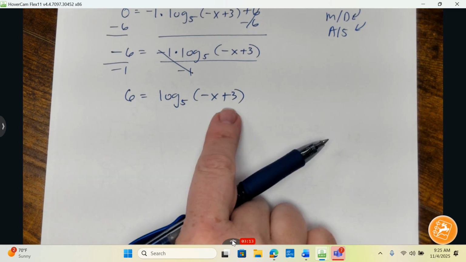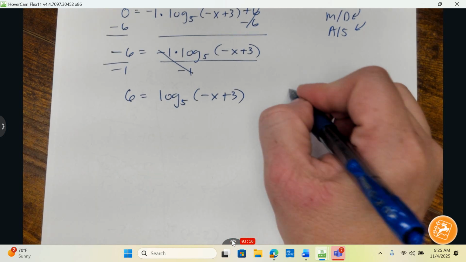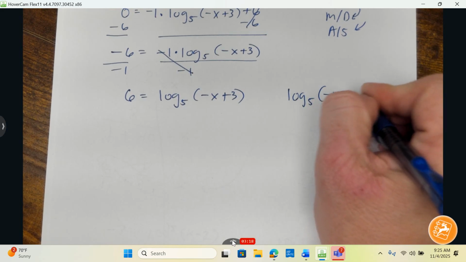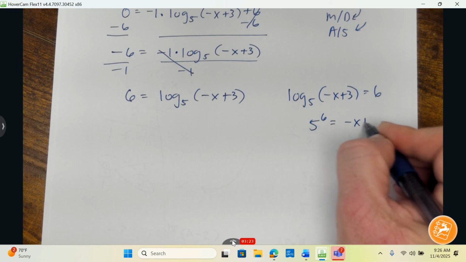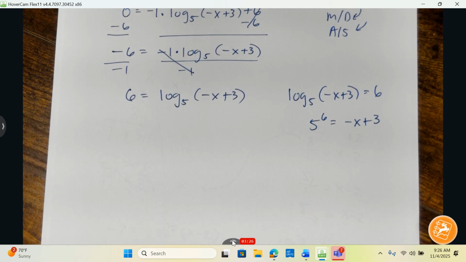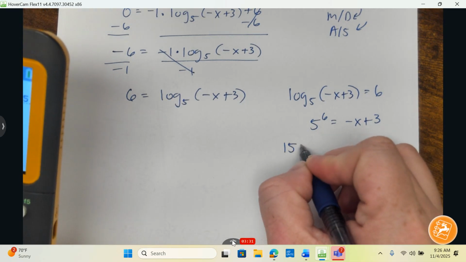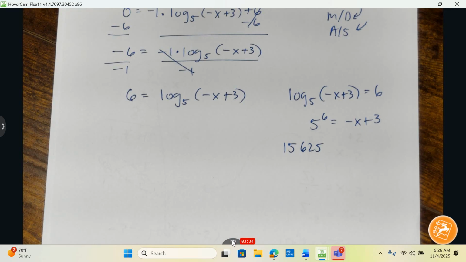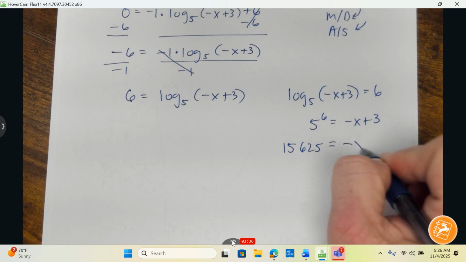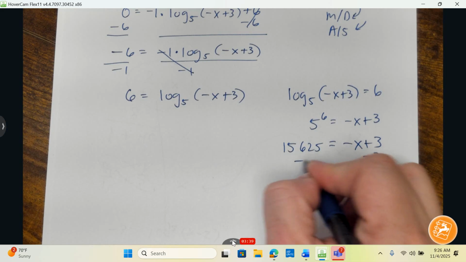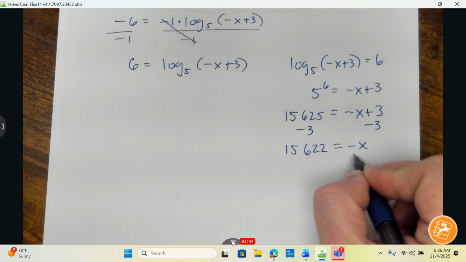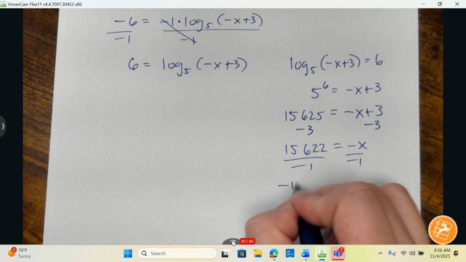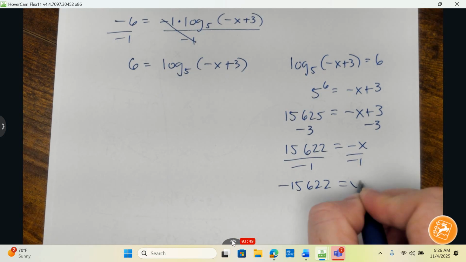And now it's time to rewrite this in exponential form. You can leave it like this, or feel free to write it in this form. So we have base raised to the exponent equals this. Now, off the top of my head, I don't know what 5 to the 6th is. I'm going to check it out. It's 15,625. I'll subtract 3 from both sides. So 15,622. And I'll divide by that negative 1. Negative 15,622 is what x equals.